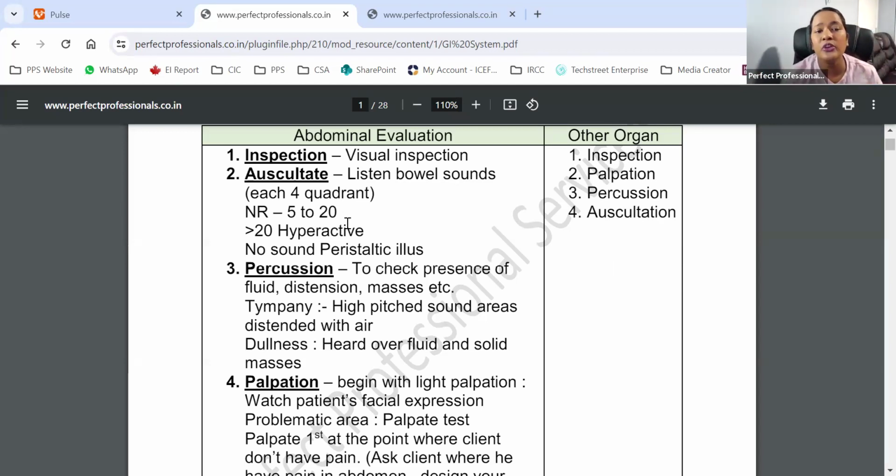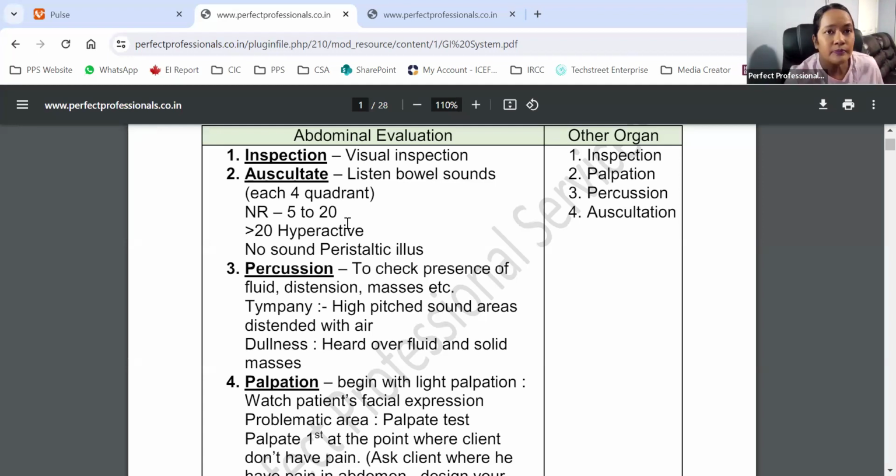First, you are going to inspect. How I teach this, I always tell the nurses: when you do inspection, you do it with the naked eyes. Keep your hands behind. You are not going to touch the abdomen. Then you are going to auscultate the abdomen. You take the stethoscope and listen to the bowel sounds in each of the 4 quadrants.